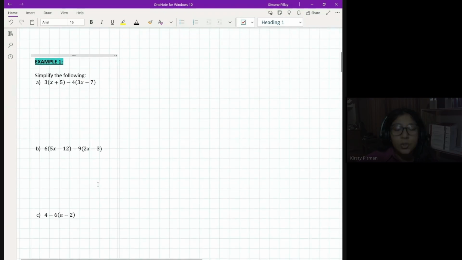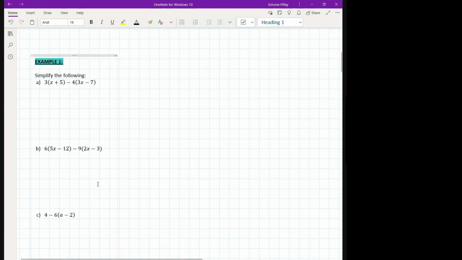And so on Tuesday, what we had done is we focused on recapping terminology about expressions. So we said what was a term. We spoke about what was a constant, what was a coefficient, what was an expression. And then we also recapped like terms. So we did some examples, adding and subtracting like terms. Now we're going to start getting into our more complicated expressions.